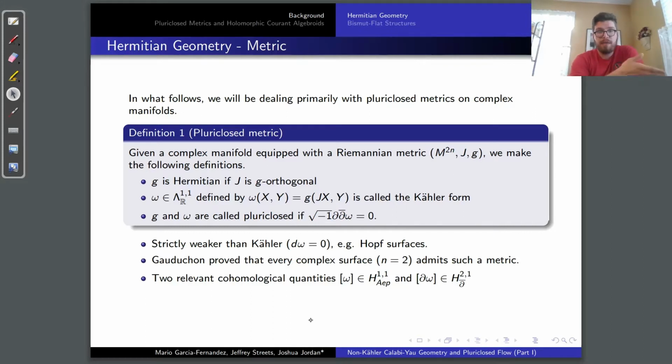And omega here, this (1,1)-form, defines two relevant cohomological quantities for us. The first is called a Aeppli class. I don't want to get too into the definitions, but basically omega defines (1,1) Aeppli classes if i ∂∂-bar omega vanishes. Omega also defines this thing called the torsion class, ∂ omega. It's related to the torsion of the Chern connection, and it's a Dolbeault class, which is important. So ∂-bar of ∂ omega vanishes.